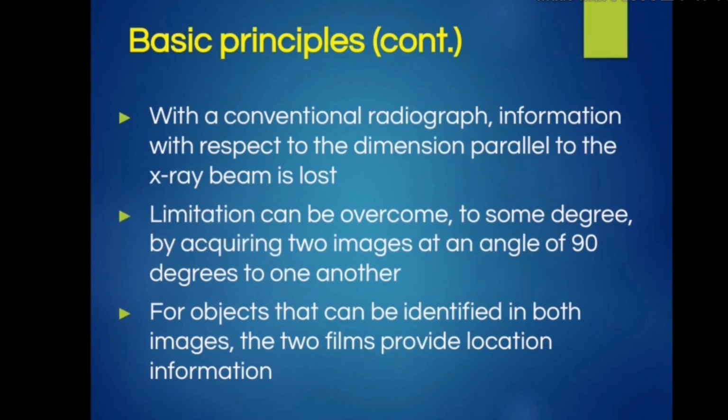With a conventional radiograph, information with respect to the dimension parallel to the X-ray beam is lost. This limitation can be overcome to some degree by acquiring two images at an angle of 90 degrees to one another. For objects that can be identified in both images, the two films provide location information.